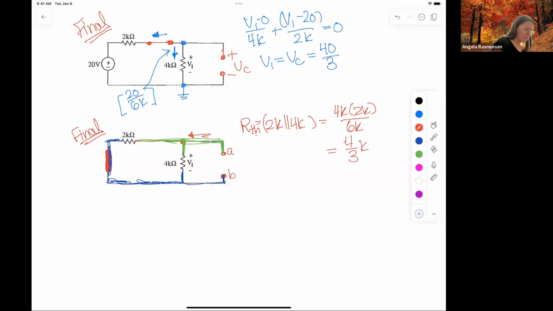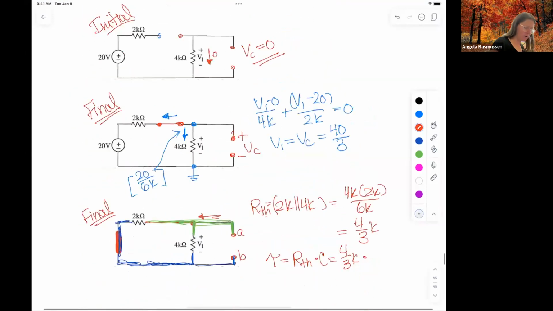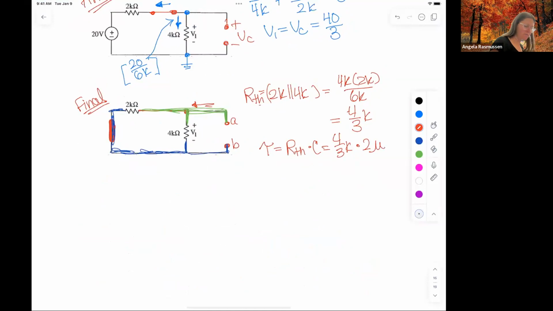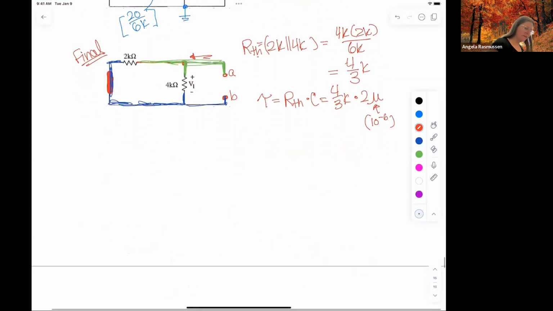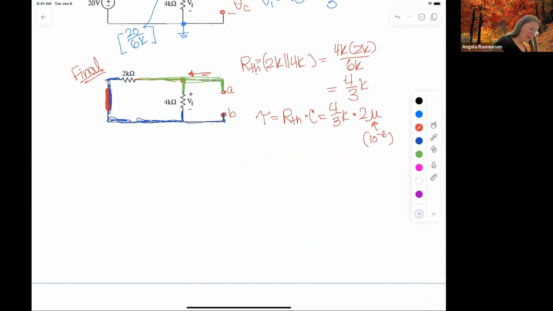And then tau is RTH times C. So 4/3 K times 2 micro. What's micro? Okay, good, 10 to the minus 6. And so 8/3 times 10 to the third times 10 to the minus 6 is 8/3 times 10 to the minus 3. And this will be in seconds.